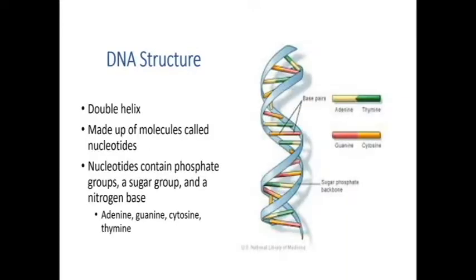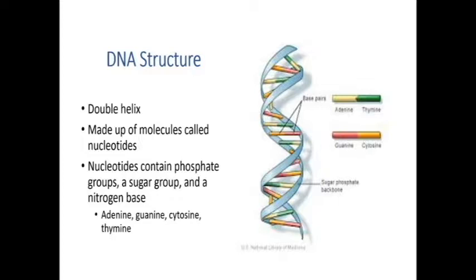The DNA structure. DNA is a double helix. It is made up of molecules called nucleotides. The nucleotides contain phosphate groups, sugar groups, and a nitrogen base. There is a total of 4 nitrogen bases: adenine, guanine, cytosine, and also thymine.